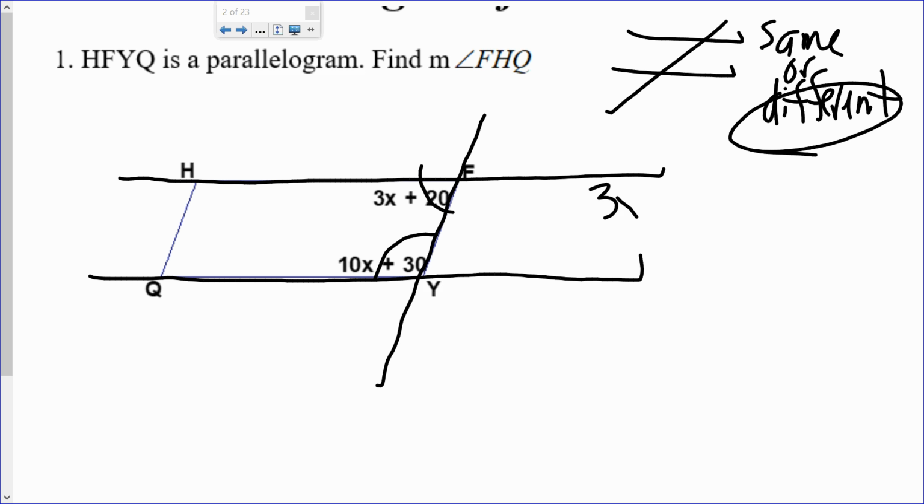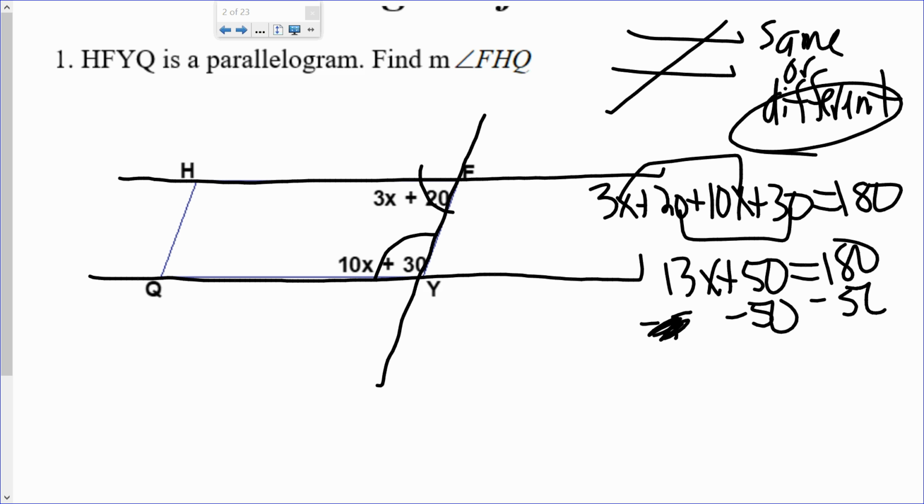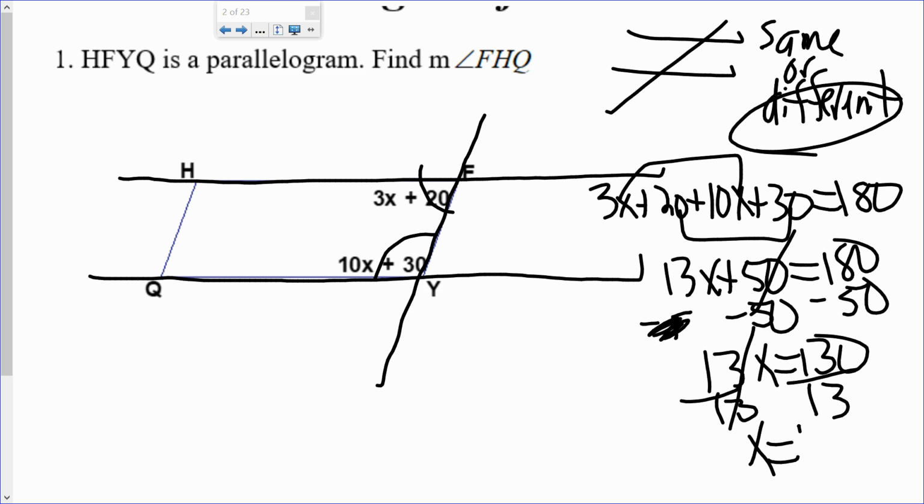So, 3x plus 20 plus 10x plus 30 equals 180. I combine like terms: 13x plus 50 equals 180. Minus 50, minus 50. 13x equals 130. X is 10. It wants FHQ.